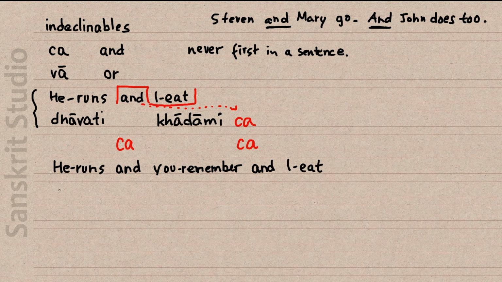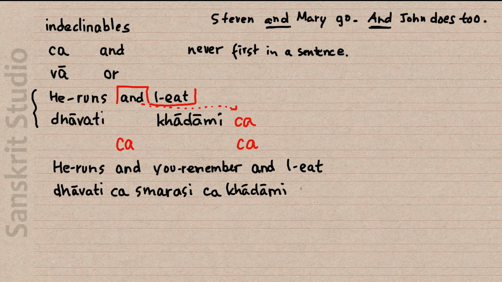One more then. Okay, so then dhāvati cha, you remember smarati. Smarasi, smarasi cha, and I eat. Khādami cha. So this would be the three words. So we would have three chas, cha, and cha, while in English we would have only two, and.